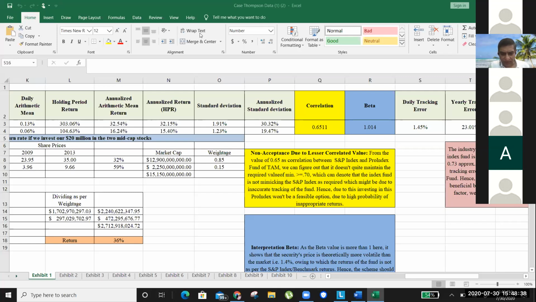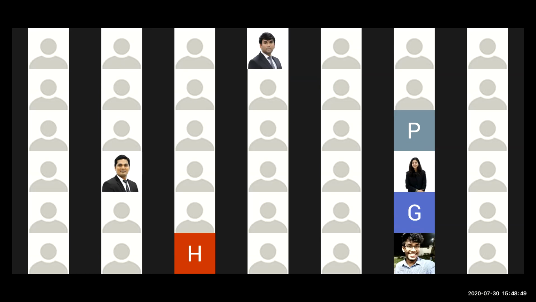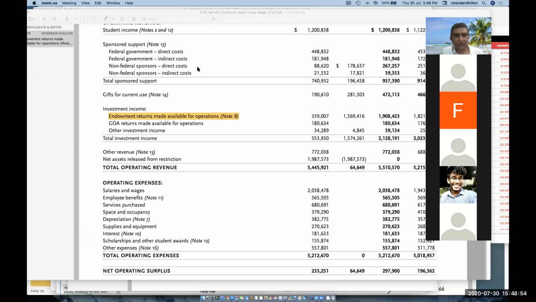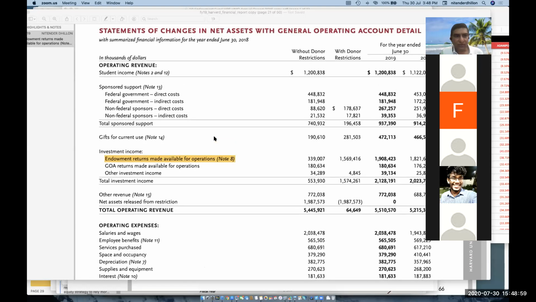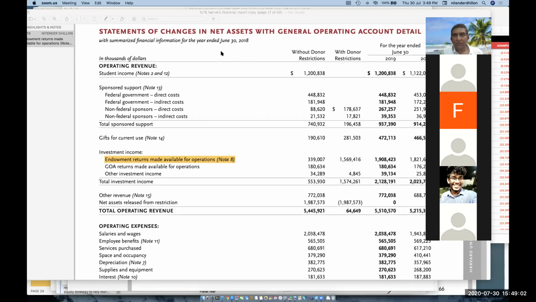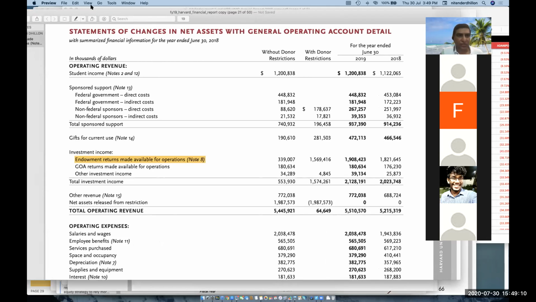If you just take a look at the Harvard annual report, sorry, my screen isn't shared, but I'll just do that. Okay, can you see my screen now? Yes, sir, we can see. So this is a typical profit and loss statement of, let's say, Harvard. Harvard has one of the biggest endowments in the world on the university side, or rather is the biggest.